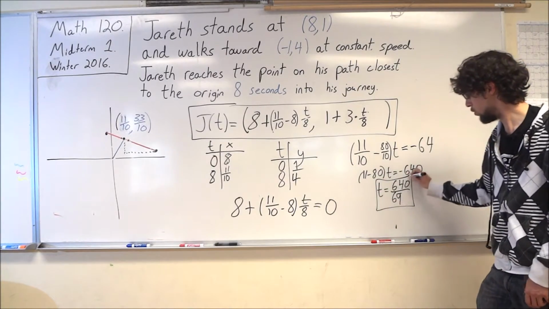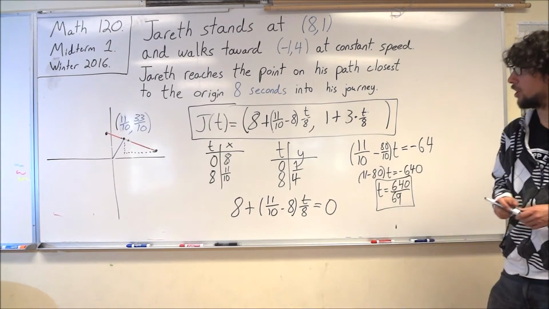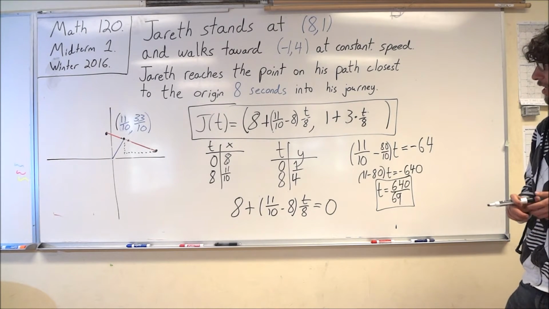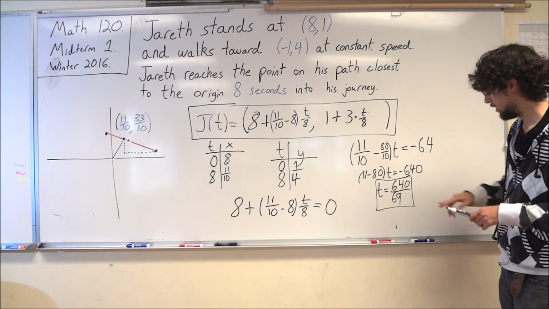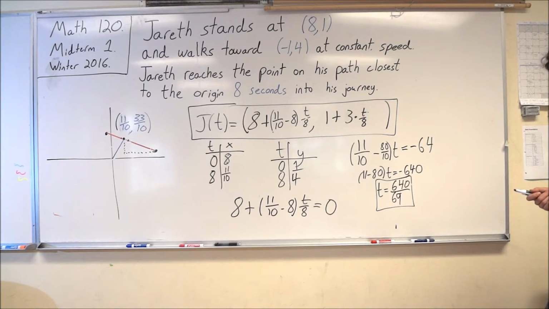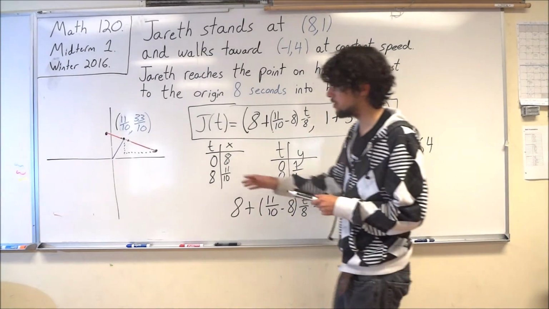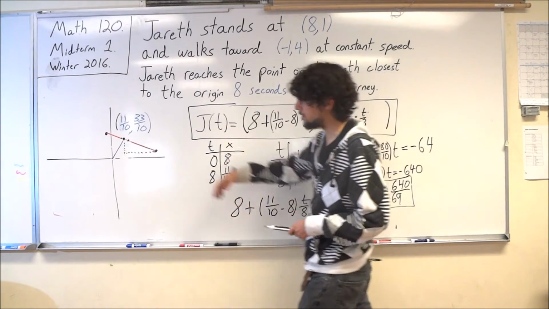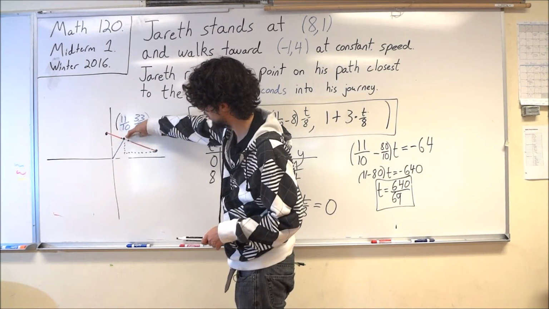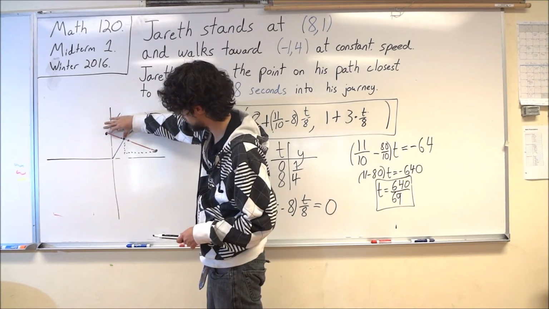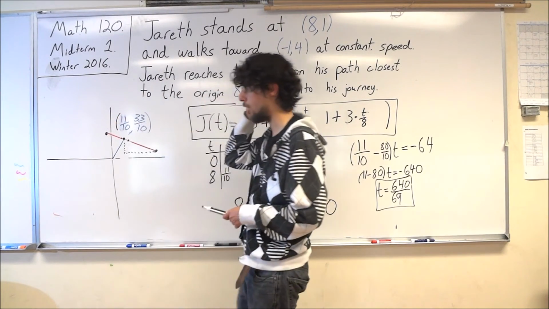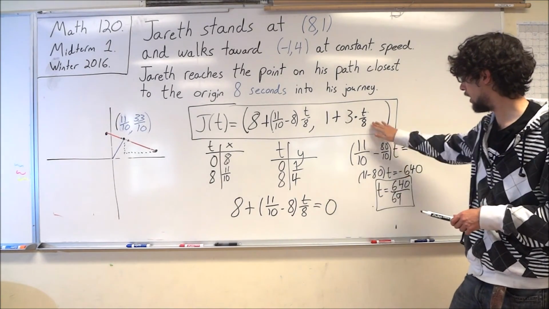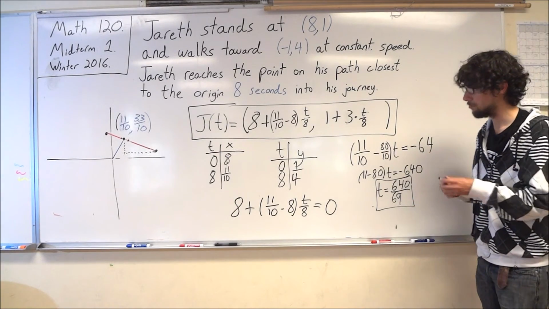And this is supposedly when Jareth crosses the y-axis. Does this agree with my intuition? This number is a little bit less than 10. Does it seem reasonable that Jareth would get to this spot at about t equals 10? Yeah, that seems reasonable. This was 8 seconds from here to here. My picture is apparently not quite to scale, but this certainly seems plausible that we would get there at about 10. So I feel pretty good about this answer for t. So we have our answers. That is the whole question.